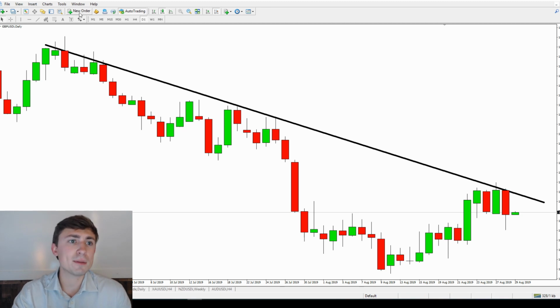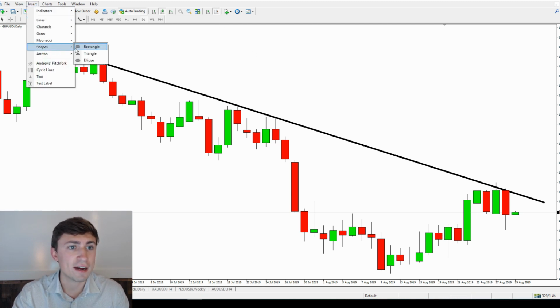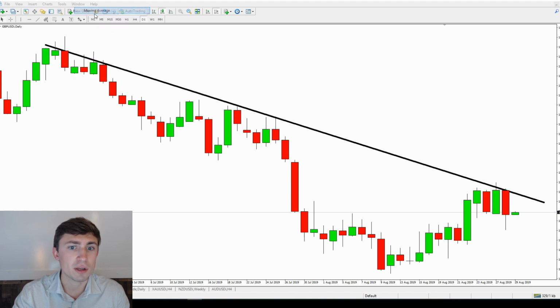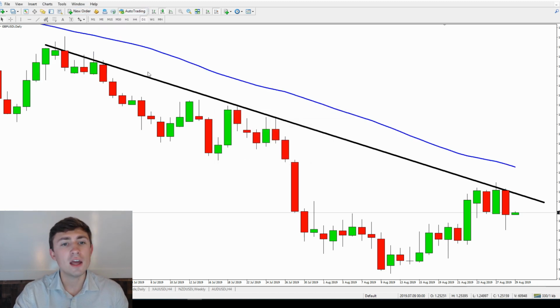By doing some simple analysis, right, taking a look at this trend line, for example, what you can see is that on the daily time frame, price is very, very bearish here on GBP USD. In fact, if I get myself an indicator, we can also add a moving average. Let's add the 50. You can see very bearish price action here.